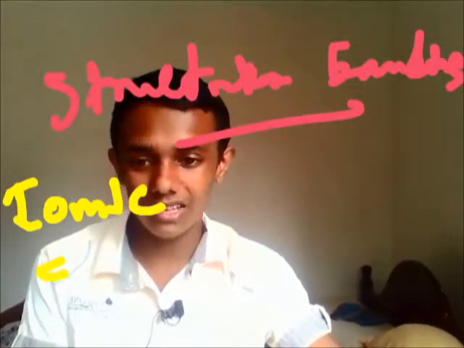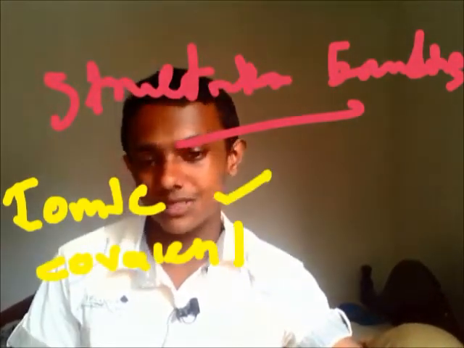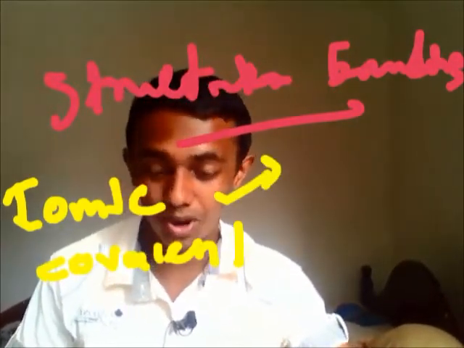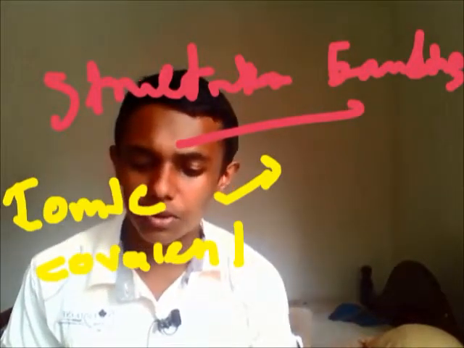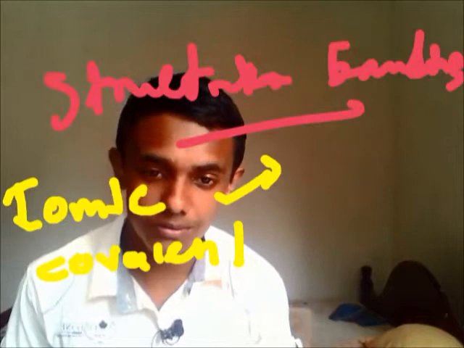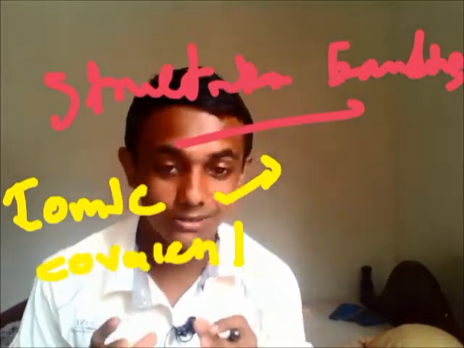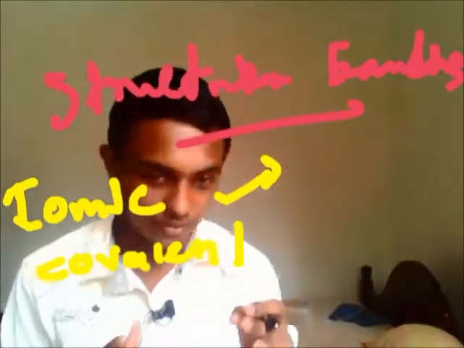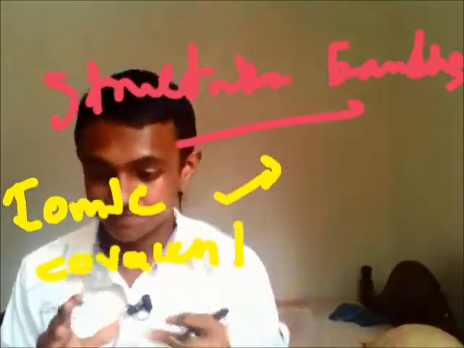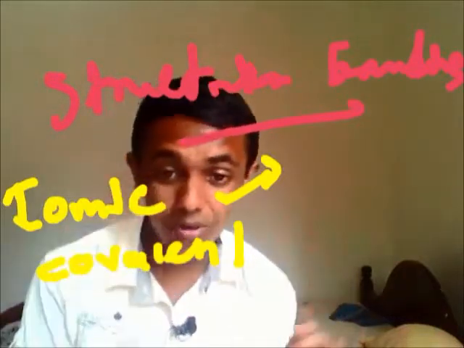Next we will talk about covalent. Covalent bonds can be divided into two groups as polar covalent and pure covalent. Polar covalent is where the bonding pair of electrons is nearer to one atom. This is because of the difference in electronegativity. One atom attracts the pair of electrons more towards it than the other, so it causes polar covalent bonds.